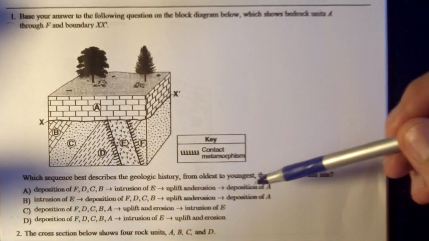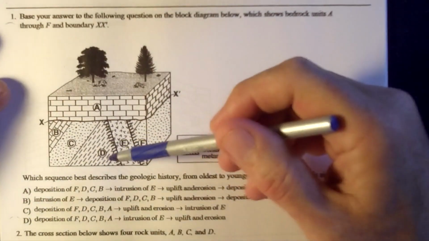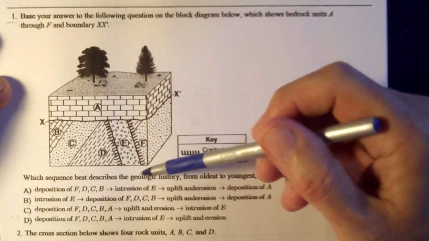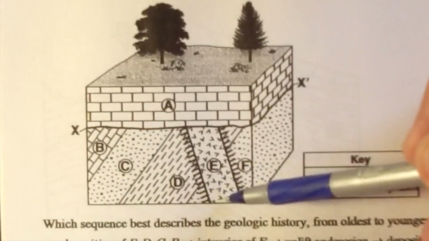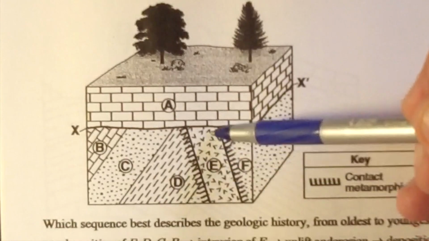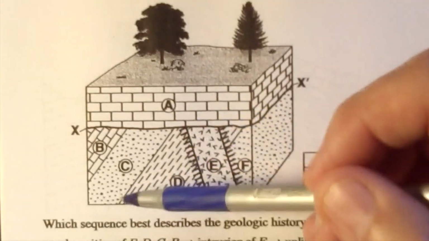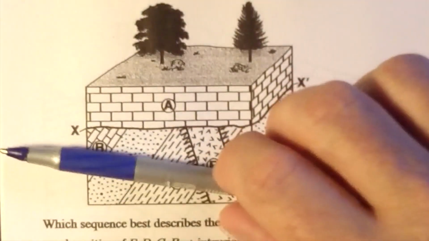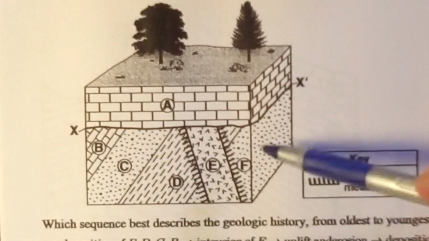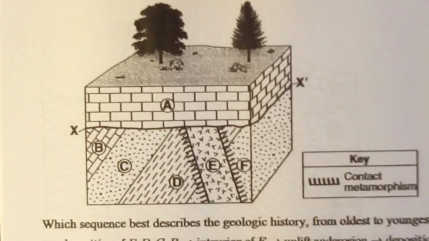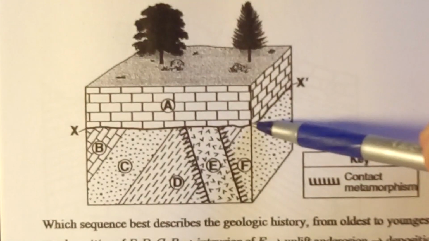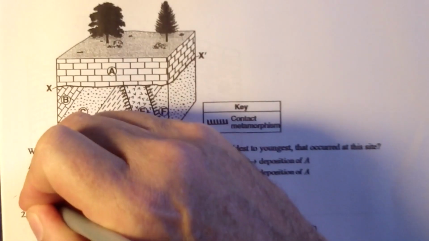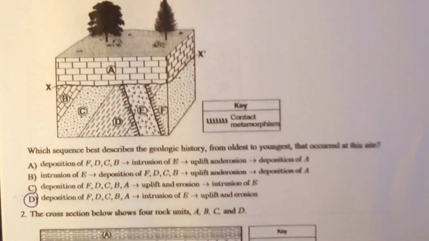So the sequence, to put that in the right order, we know these had to be deposited first. That means C and D are possible. We take a look over here, we see an igneous intrusion that came next. And you notice how it's truncated. These are all folded. They were originally horizontal. And then we have the unconformity. So we have the igneous intrusion of E, and then we have the uplift and erosion. So the correct order would be letter D for that one.